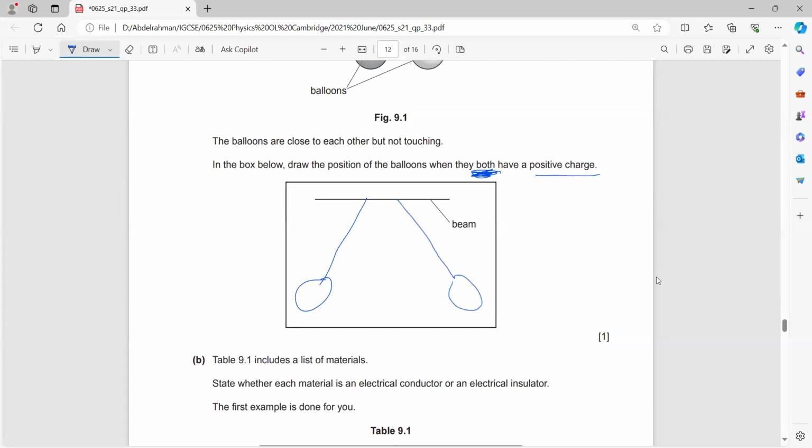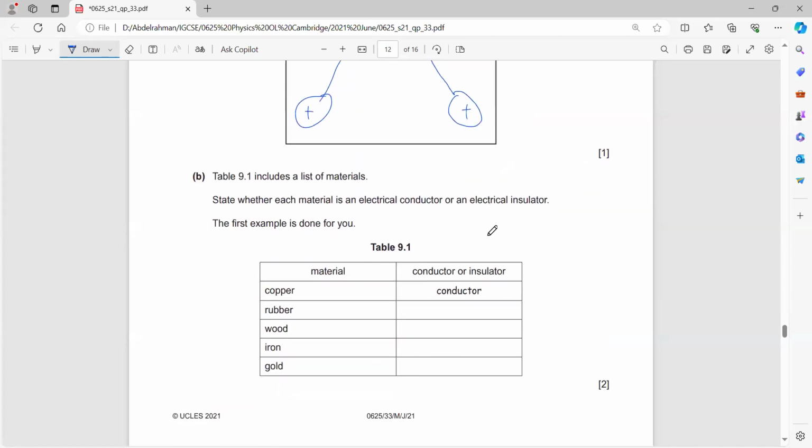That's it. This is positive and this is positive. They are both positive. Next, conductor or insulator? That's easy. He's giving me 2 marks, so this whole page is easy.